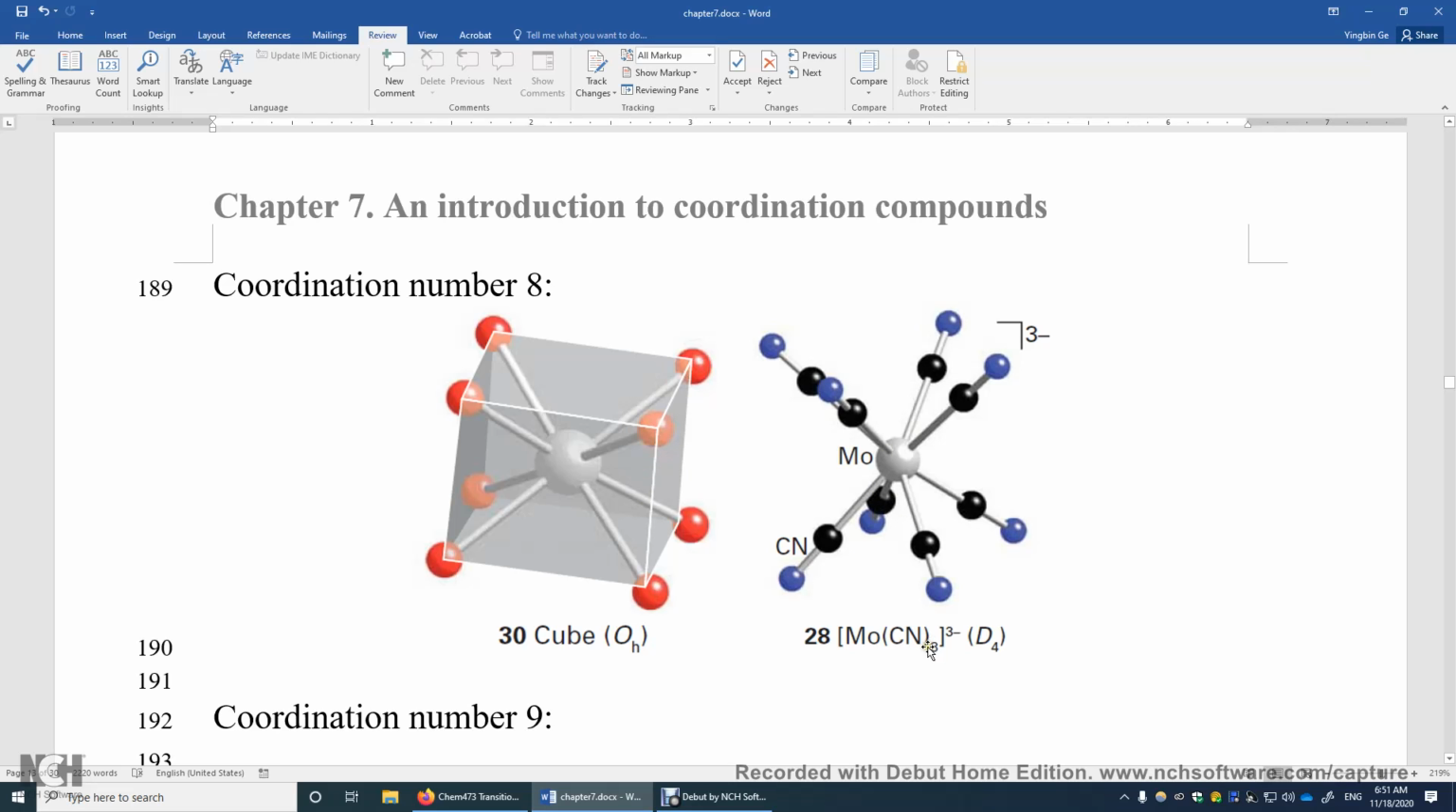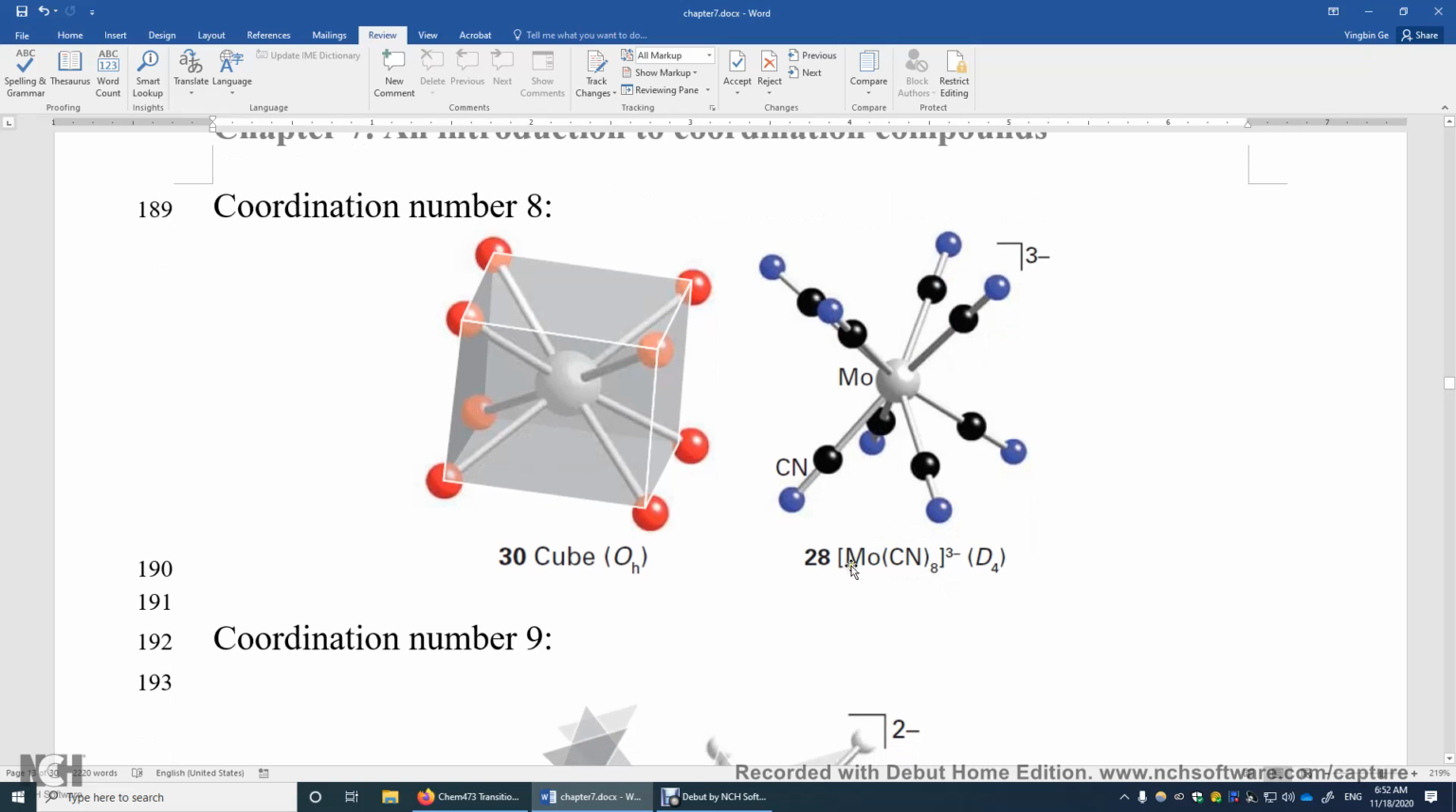We have 8 cyanide ligands. They are pretty small, and this carbon has only 1 lone pair of electrons over here. So this bond is formed from this lone pair of electrons on this carbon. And then this carbon does not have any other lone pair electrons, and therefore the repulsion between these two cyanide ligands is small. So that's why this transition metal center, this molybdenum, can form 8 bonds with these 8 ligands.